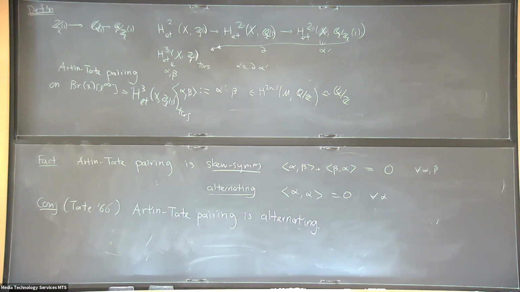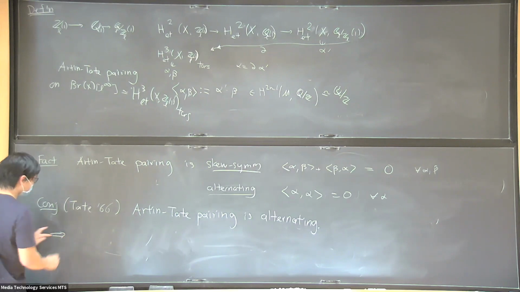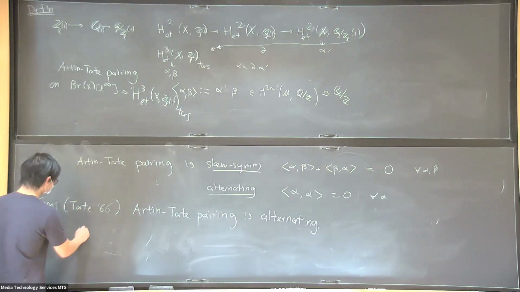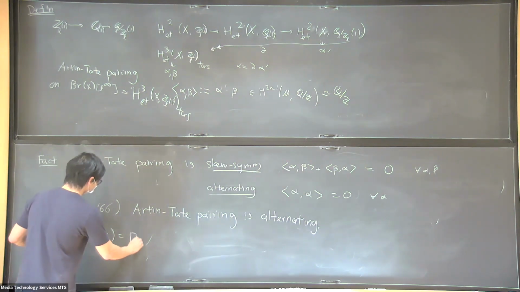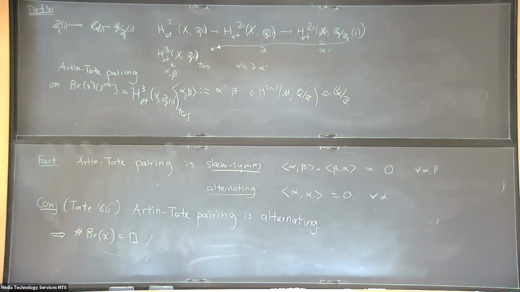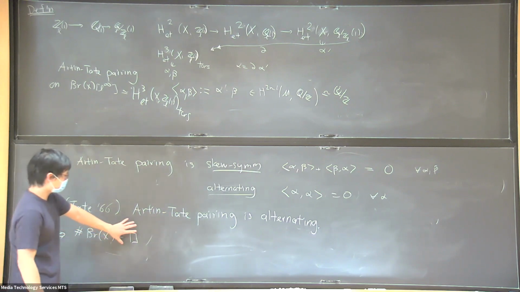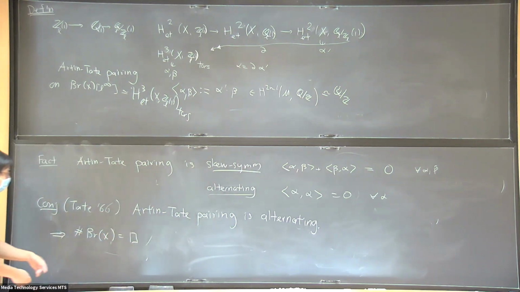So one implication that this conjecture would have is that the size of this Brauer group is a perfect square. What I'm asserting is just an algebra exercise: if you have a finite abelian group with a perfect alternating form, then its size is a perfect square, analogous to how a symplectic vector space has even dimension.